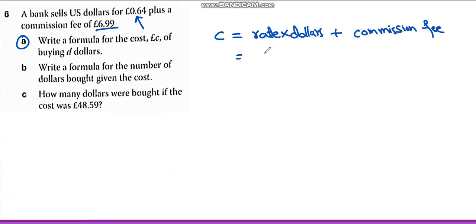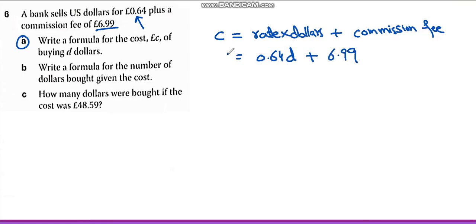So the rate per dollar is actually 0.64 pounds. So we'll multiply it with D, because D is the number of dollars. So we'll multiply the rate with the number of dollars we are buying, plus we have to pay the commission fee, that is fixed cost, which is 6.99.